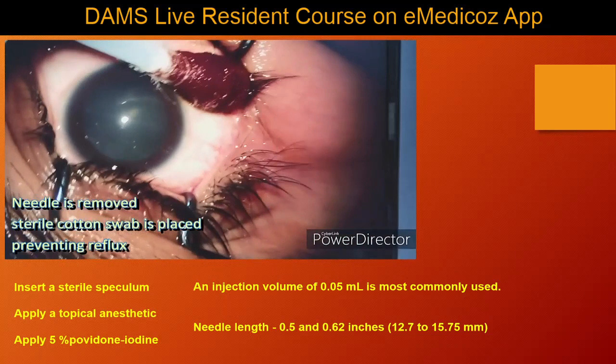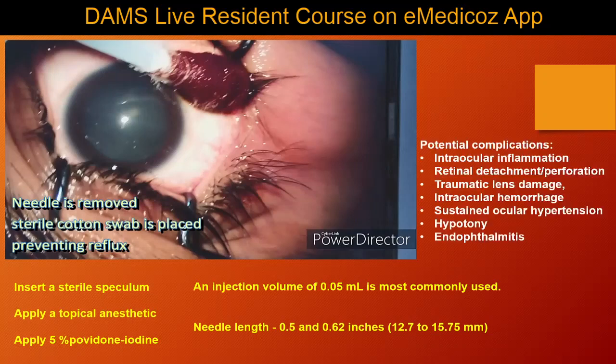Very small, sweet video to show how to do an intravitreal injection, but you also have to be aware of the potential complications. It usually doesn't happen, but intraocular inflammations, retinal detachment and traumatic lens damage are prevented by the needle length of 12 to 15 millimeters. Sustained ocular hypertension is the one which you have to be aware of.